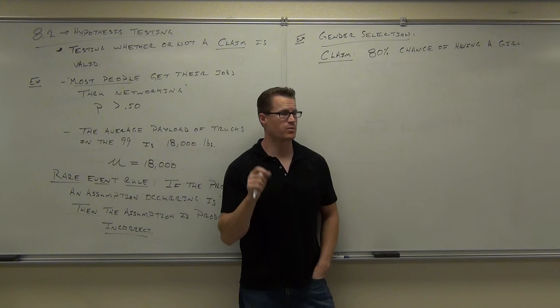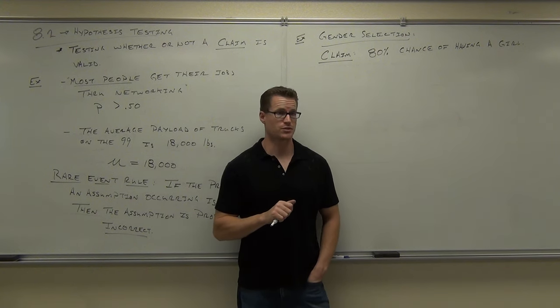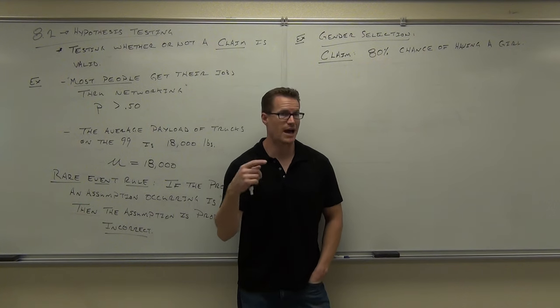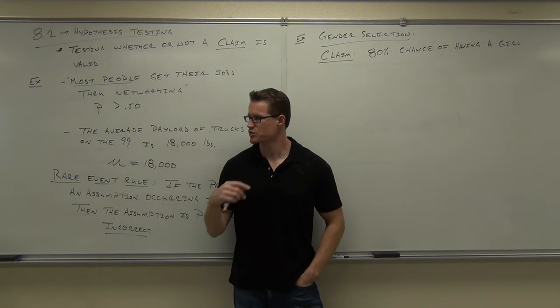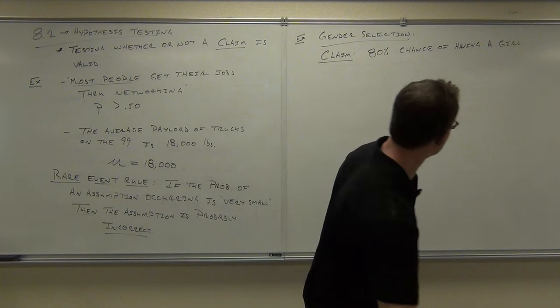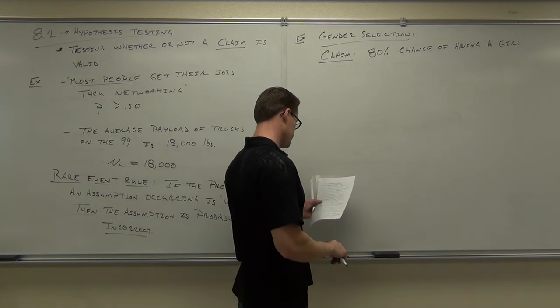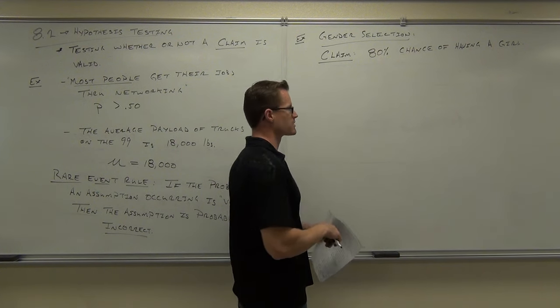By the way, our claim, you need to be very good at this. Is our claim dealing with proportions or averages? Proportions. Why proportions? 80%, that's a proportion right there. It's not an average. It says 80%. That's a proportion. So this would be a claim about proportions. At least an 80% chance of having a girl.